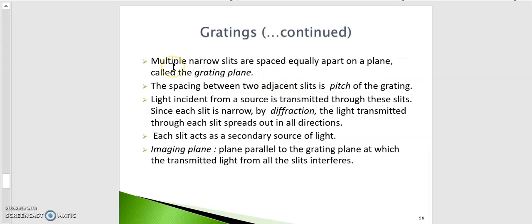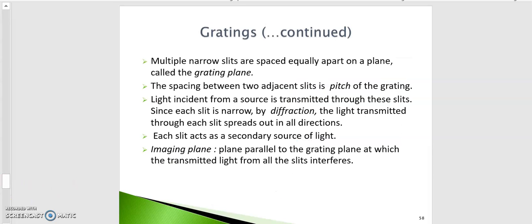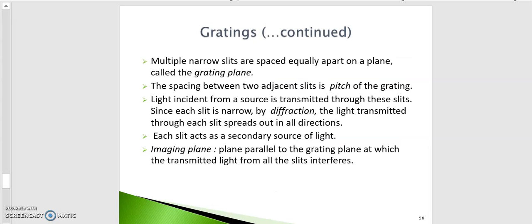Next, in the grating, a number of narrow slits are placed, and they are spaced equally. This is the number of narrow slits, and the spacing between them is equal. That plane is called the grating plane. So what is the spacing between the slits? They are equally spaced, so the spacing is equal between adjacent slits. That spacing is called the pitch of the grating.